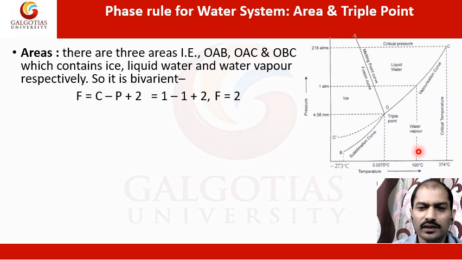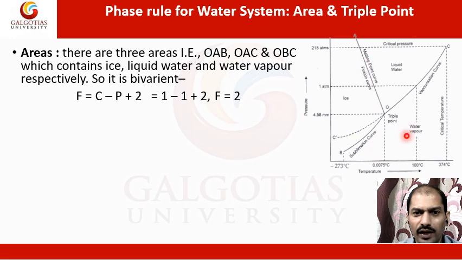So in that case, if you want to calculate the degree of freedom, P will be 1, and this area will be bivariant. Once the degree of freedom comes to 2, it is bivariant. By this way you can easily find out whether a particular diagram is bivariant when we are talking area-wise. If you are taking the area-wise, then it comes to 2 degrees of freedom.